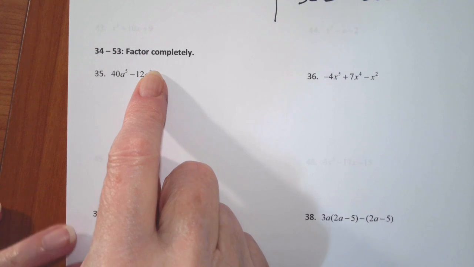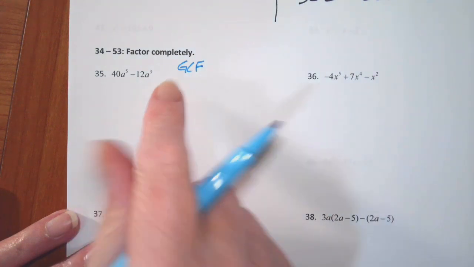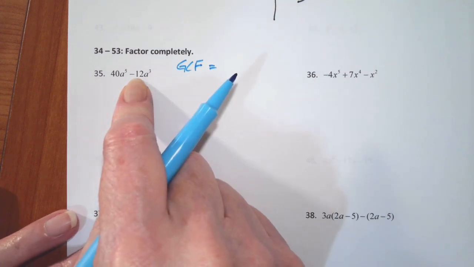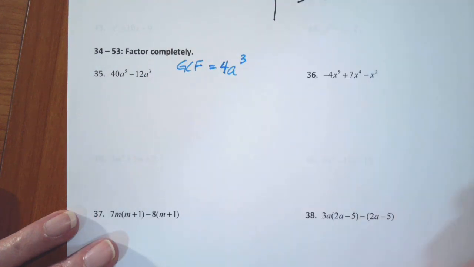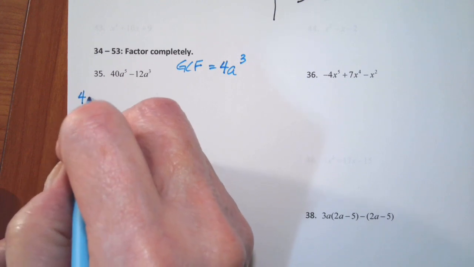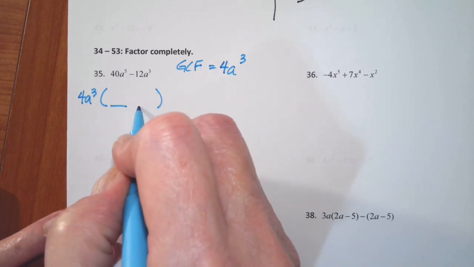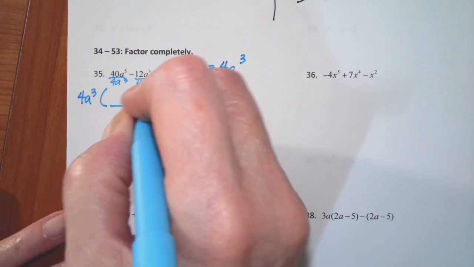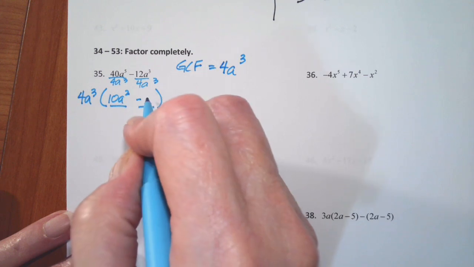Okay, so if I start out here, I'm going to do my GCF first. And there is one. So the greatest common factor of 40 and 12 is 4. My lowest exponent is a to the third. So I'm going to write my GCF outside. Since I started with 2 terms, I will end with 2 terms. And I am dividing each of these by 4a to the third, so that gives me 10a to the second minus 3.